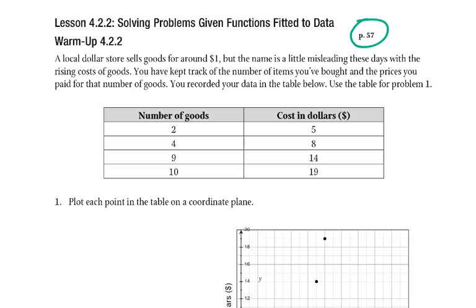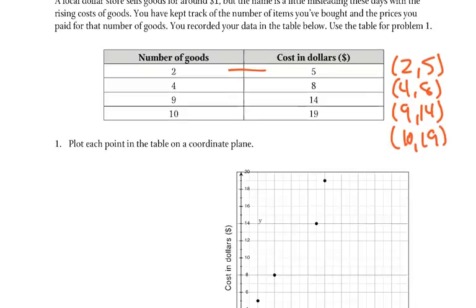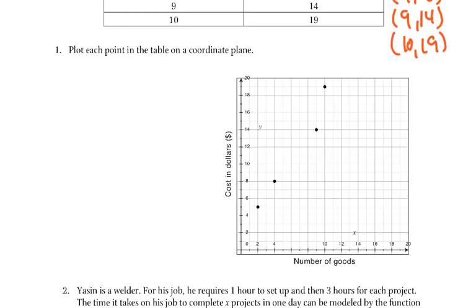So the first thing it wants us to do is to plot these points. So we plot the point 2, 5, 4, 8, 9, 14, and 10, 19. Okay, and it should look something like that.